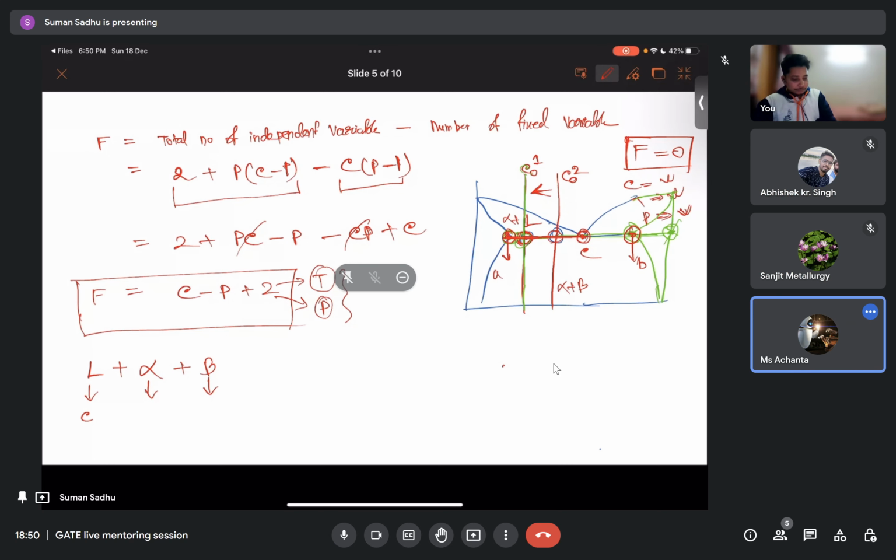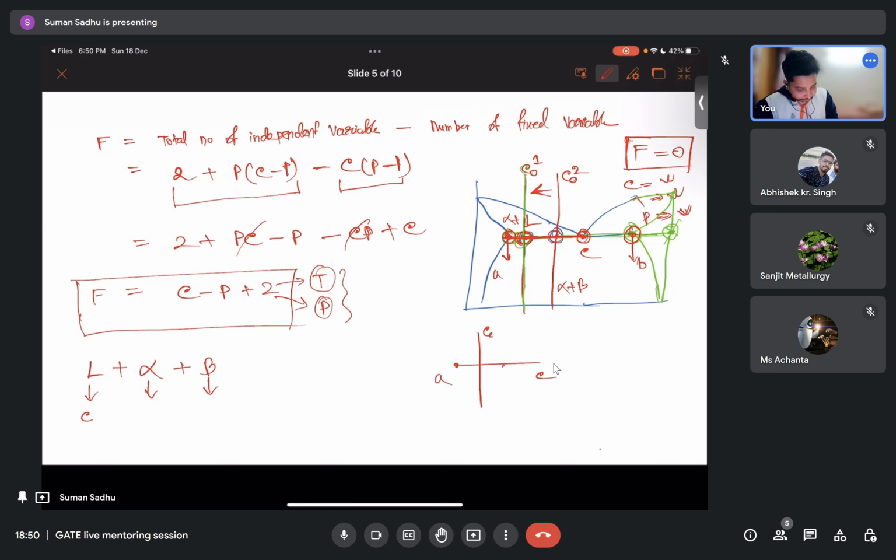Composition. So for the liquid concentration, you will get from this tie line A, C, and this is C naught 1. So this is the concentration of liquid, and this is the concentration of alpha. So concentration of alpha is A, and what is the concentration of beta? From this tie line you will get A and B, and this is C naught 1. So what is the composition of beta? It is B, right? For your average composition of your alloy, that is C naught 1.